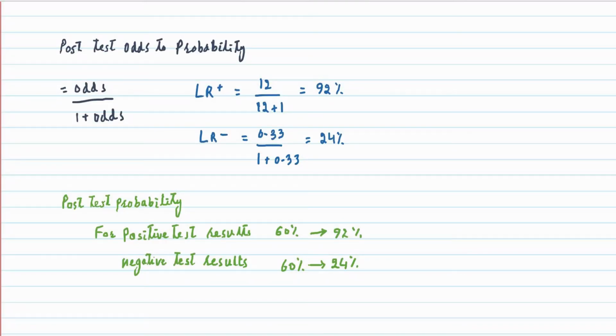Now in the final step, we'll convert post-test odds to post-test probability. The formula for that is odds divided by 1 plus odds. We can see in case of positive test results, post-test odds of 12 will give us a post-test probability of 92%, while in case of negative test results, post-test probability will be 24%. So we can see for this test, if the result is positive, the post-test probability will increase from 60% to 92%, while if the result of this test is negative, post-test probability will decrease to 24%.